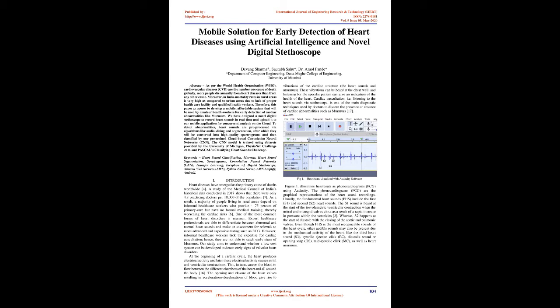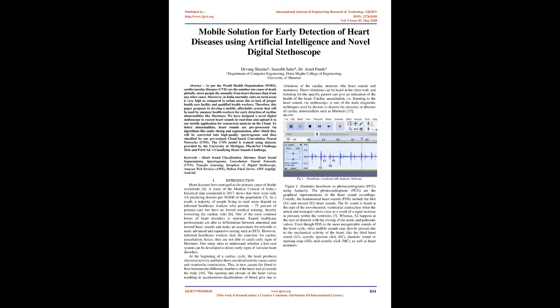Introduction. Heart diseases have emerged as the primary cause of deaths worldwide. A study of the Medical Council of India's historical data conducted in 2017 shows that there were only 4.8 practicing doctors per 10,000 of the population. As a result, a majority of people living in rural areas depend on informal healthcare workers who provide 75% of primary care but have no formal medical training, thereby worsening the cardiac risks.